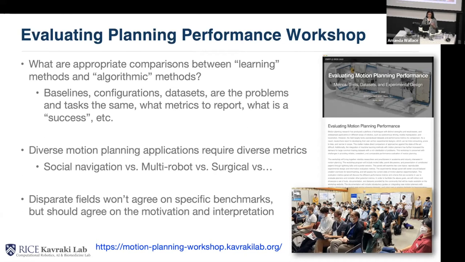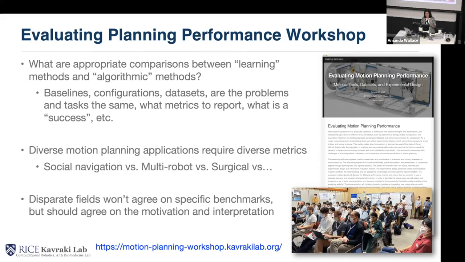Something else that came out of this workshop, which is relevant as we move to robots and learning in the real world, is that diverse motion planning applications require diverse metrics. So it's a different thing to do manipulation on the table. A different benchmark is needed for social navigation, where social norms need to be respected. A different set is needed for multi-robot coordination, for example. For surgical robotics, safety is an issue. It's a totally different set of things that are needed.